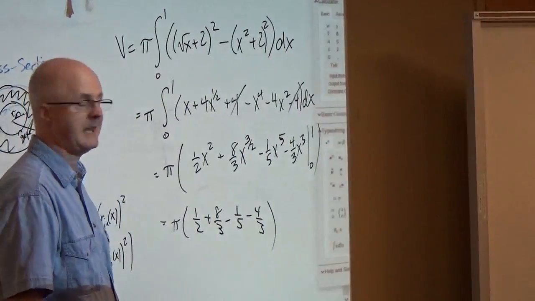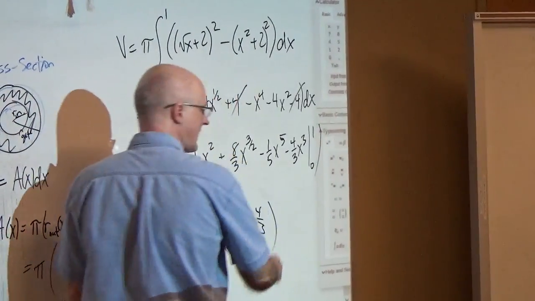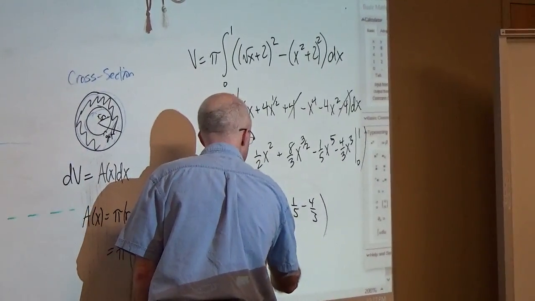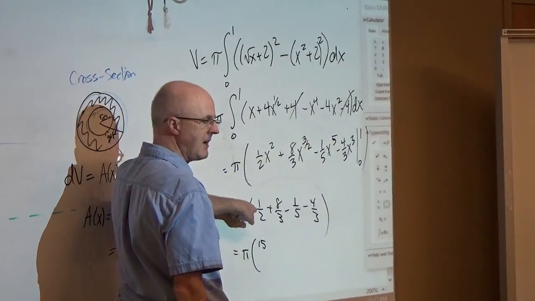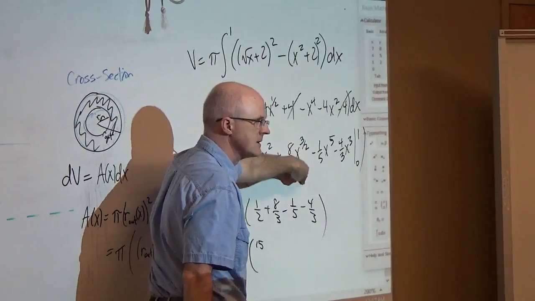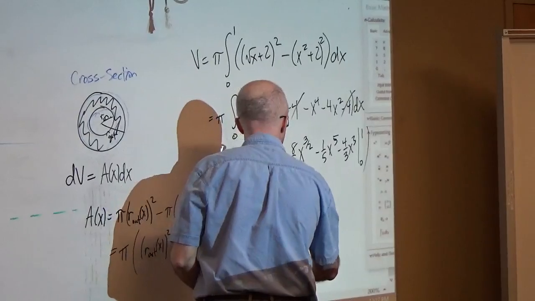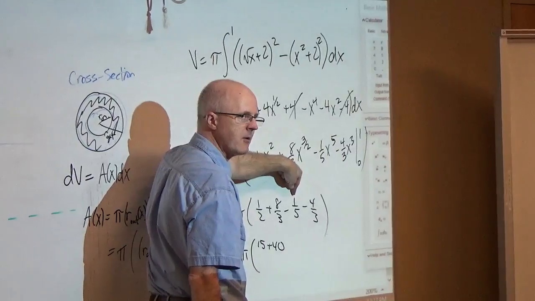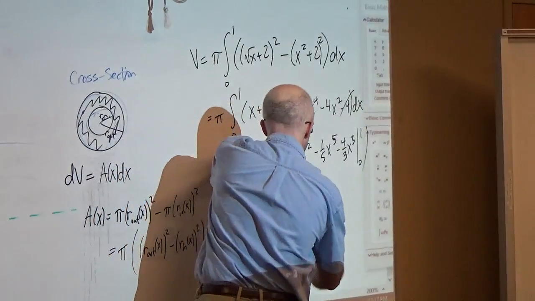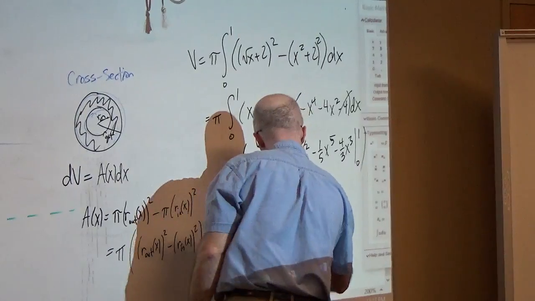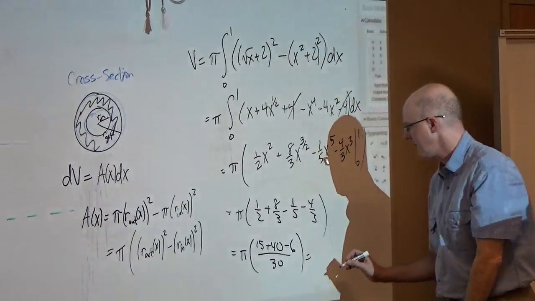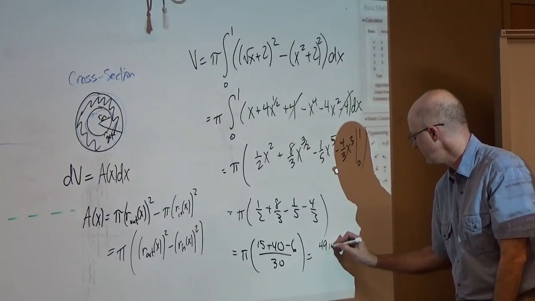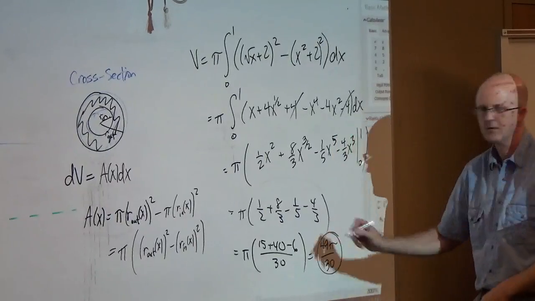Common denominator would be 30. 8/3 minus 4/3 is 4/3. Pi times 15 over 30 is the 1/2. 4/3 over 30, that's going to be plus 40. And then the 1/5, there's something over 30, it's going to be 6 over 30 minus sign. 49 pi over 30 would be the volume.